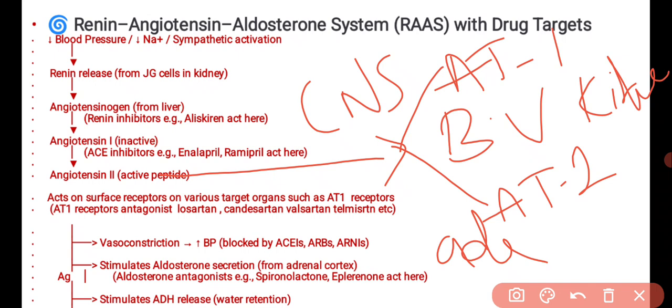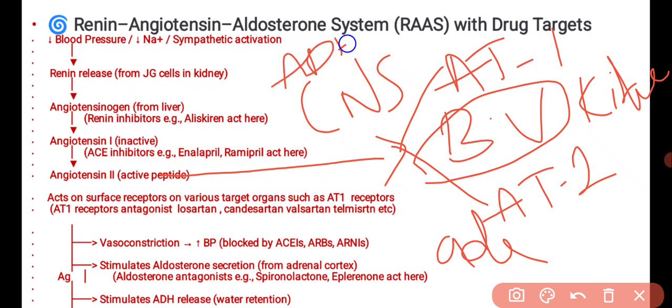What does it do? It causes vasoconstriction, causes the release of antidiuretic hormone, increases thirst and water intake, and causes the release of aldosterone from the adrenal cortex. So what will all these do? Vasoconstriction increases the BP by increasing the total peripheral resistance.